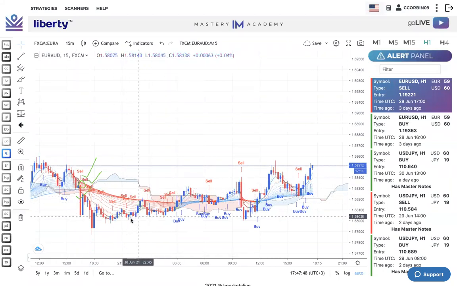So I'm gonna just give you guys a quick example of how the forecast works so you can visually see it from the past. And then we're gonna move on to finding entry points and marking up your charts using this strategy.